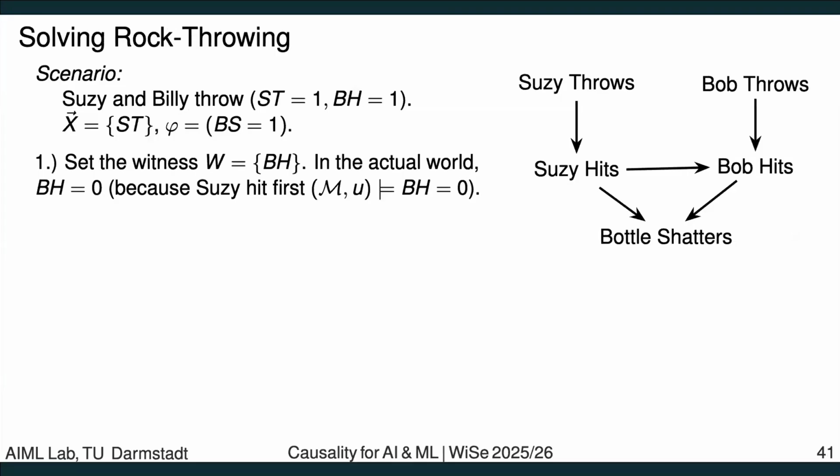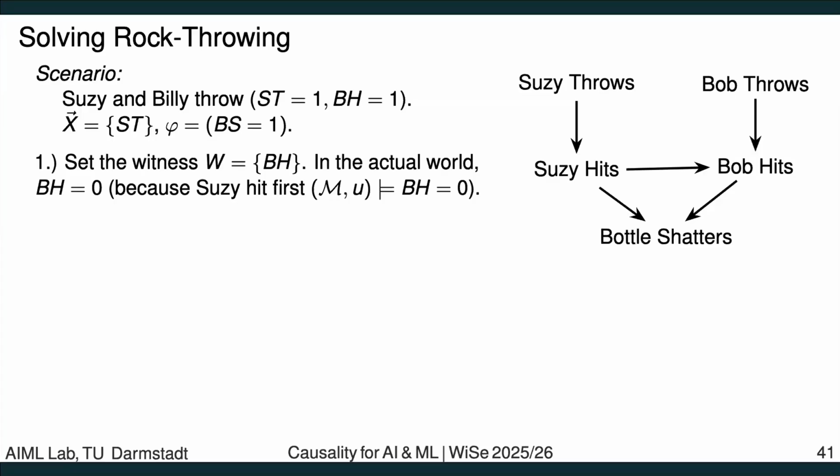Yeah, and I think I already explained it somehow. It's quite simple. We again assume that Susie and Billy throw. Then we want to look at the effects of Susie throwing on the bottle shattering. So we assign that to those individual sets. And here we set the witness to be Bob hitting. We could also set it to Bob throwing in this example. I think it doesn't make a difference. We could intervene on both, but yeah.